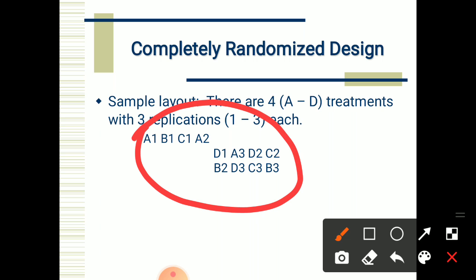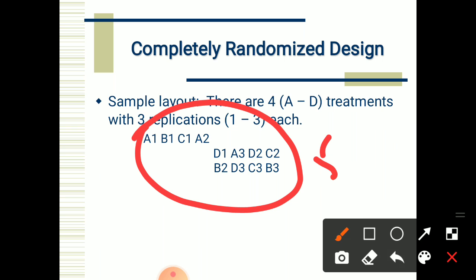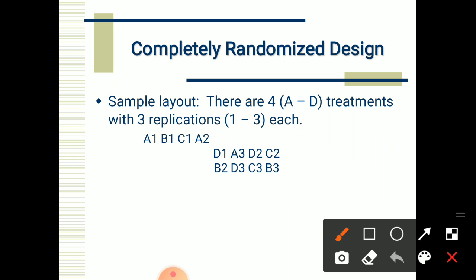For example, when A treatment is given for replication number 1, there will be a response variable, there will be 12 values, like milk production 5 liters, 6, 7, 8, 9, 10, 11, like this. 12 numbers will be there in the form of the data input format. You can see that later when we go to the practicals, where you can understand what that is.